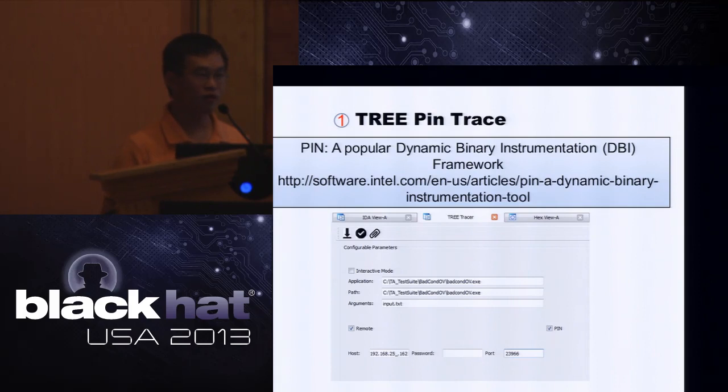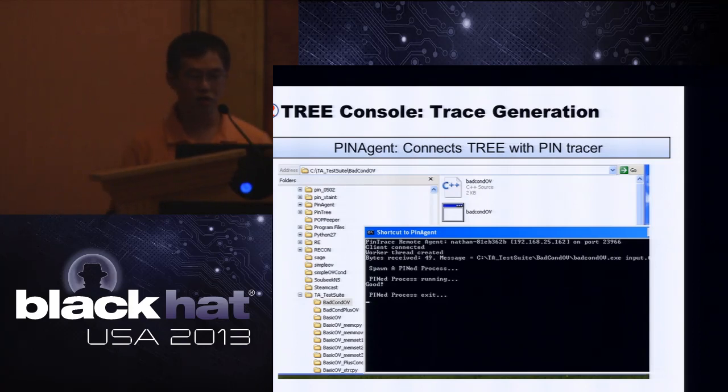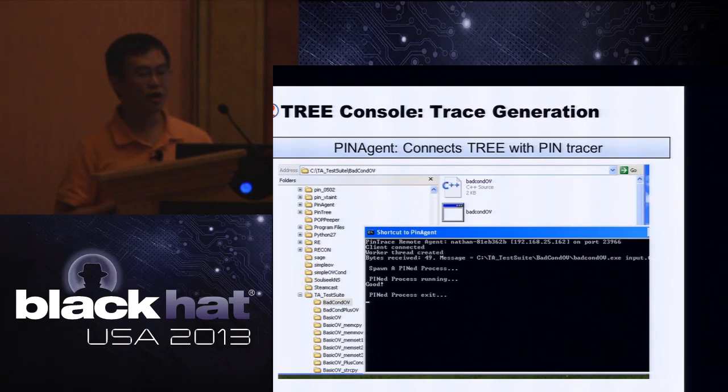The advantage is it's faster. But the downside is it only supports x86. Nonetheless, we have an option to support that if you are comfortable with Pin. By using the GUI, you can have a Pin option to trigger the Pin tracer we developed. Also, we developed a part called Pin agent that connects the Tree GUI with the Pin tracer. So the user can specify the conditions and the command lines, and pass them to the Pin agent, and then the Pin agent connects with the tracer to get the trace you like.